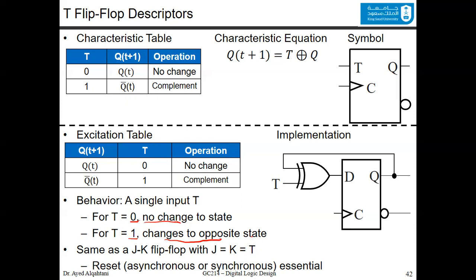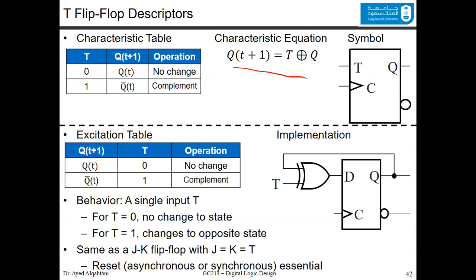And you need a reset in all the flip-flops to make sure that you start from 0 and 0. Now, to get the characteristic equation, it's actually T XOR with the Q to get the same behavior. Because if T is equal to 0, then Q of T plus 1 is going to have only Q. If T is equal to 1, then 1 XOR Q will generate for you Q bar, and Q of T plus 1 is going to be equal to Q bar. So the characteristic equation is simply the input T XOR what's stored inside the flip-flop, which is the Q.